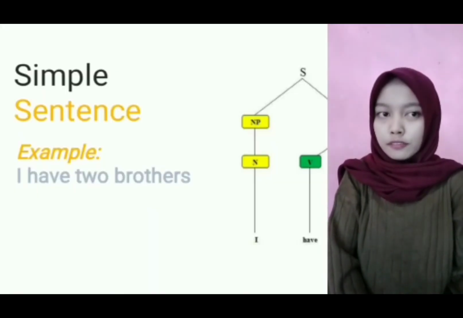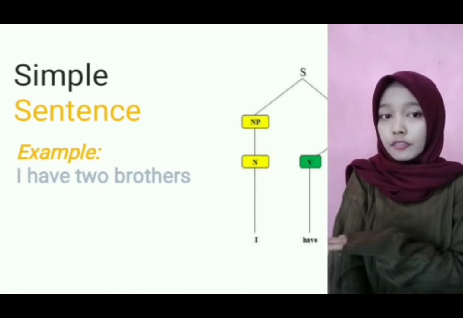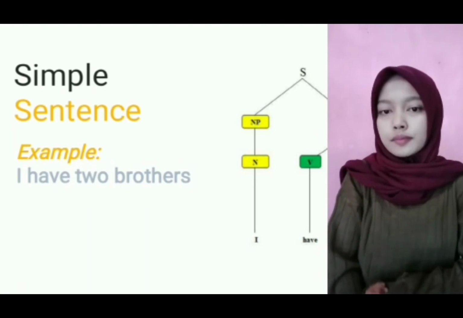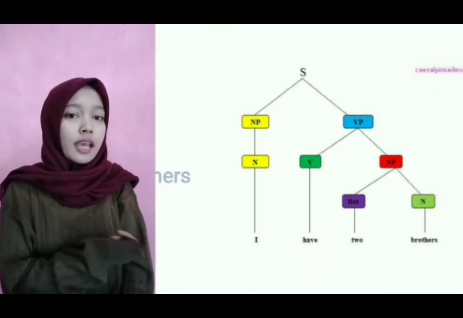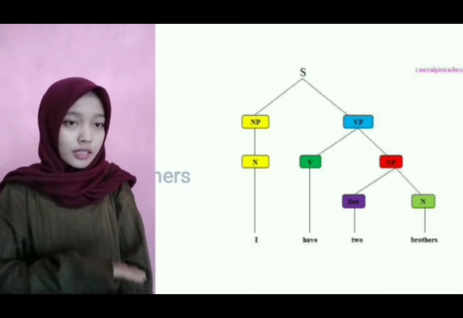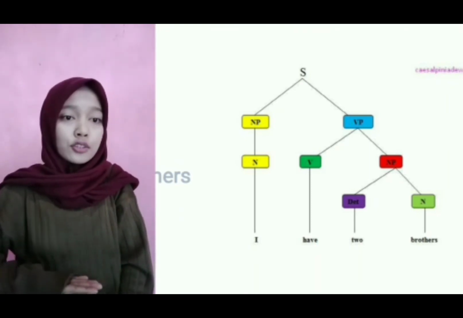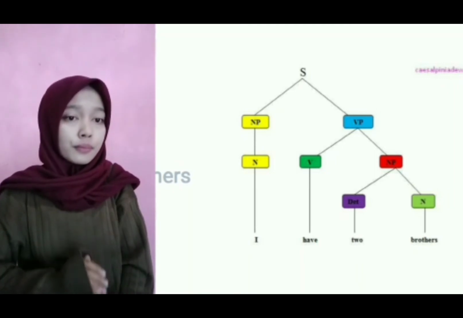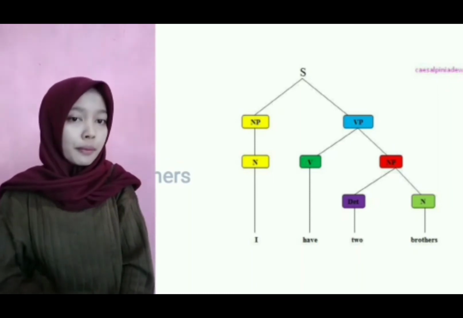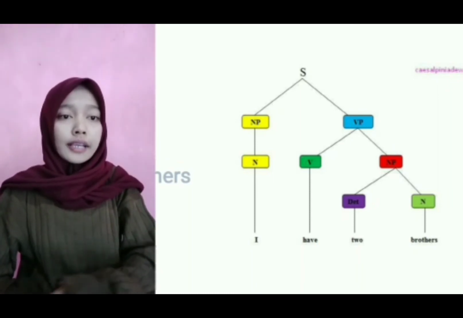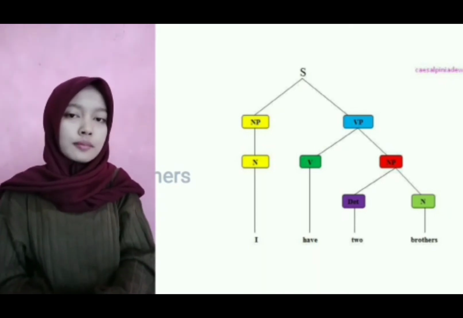The first example is from a simple sentence, and the example is I have two brothers. And I here is a noun phrase. Have is verb, two is determiner, brothers is noun, and two brothers is noun phrase. And have two brothers is verb phrase. And I have two brothers is a simple sentence.